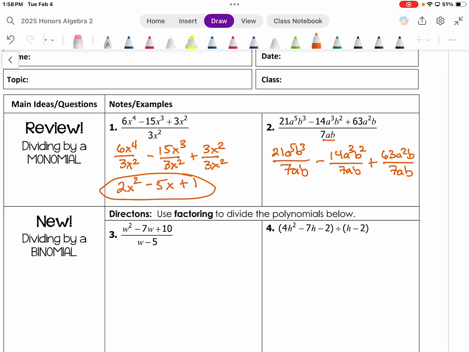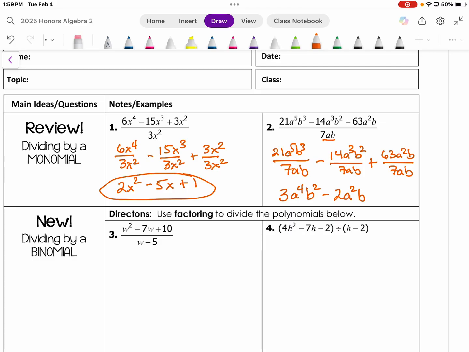Now I'm going to divide the numbers. 21 divided by 7 is 3. And when they're like letters, I subtract their exponents. So a to the 5th divided by a would be a to the 4th. B cubed divided by b would be b to the 3 minus 1, which is b squared. Minus 14 divided by 7 is 2. And then it's a to the 3rd divided by a, which would be a squared. B squared divided by b to the 1st would be just b.